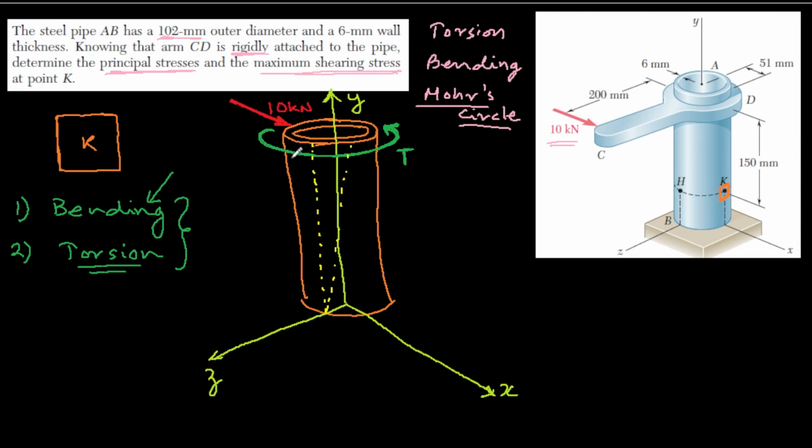In this case, we are assuming that the effect of this 10 kilonewton is not there at all, because the pipe is completely rigid against bending. So this force cannot bend it at all. The only thing which will happen is the twist.